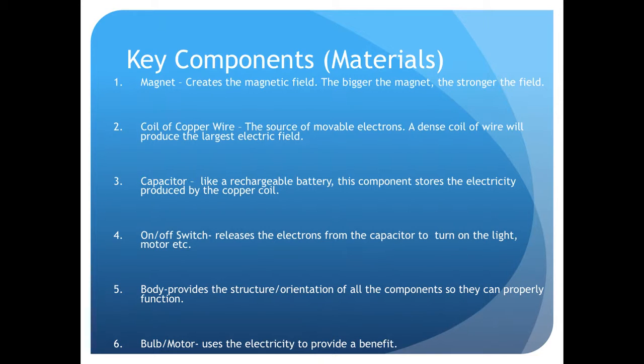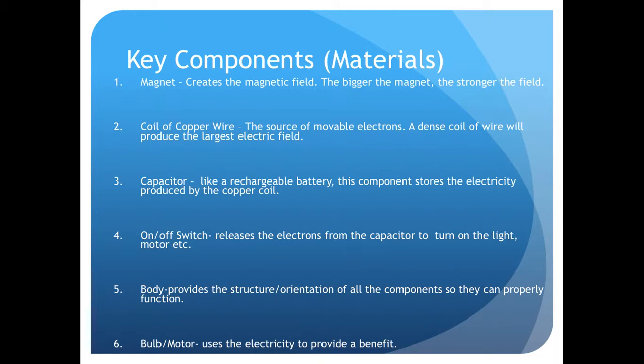And then we have the capacitor, which is practically a rechargeable battery, and this stores the electricity produced by the copper coil. And we have our on-off switch, and this releases the electrons from the capacitor to turn on the light or motor and anything else you're using.